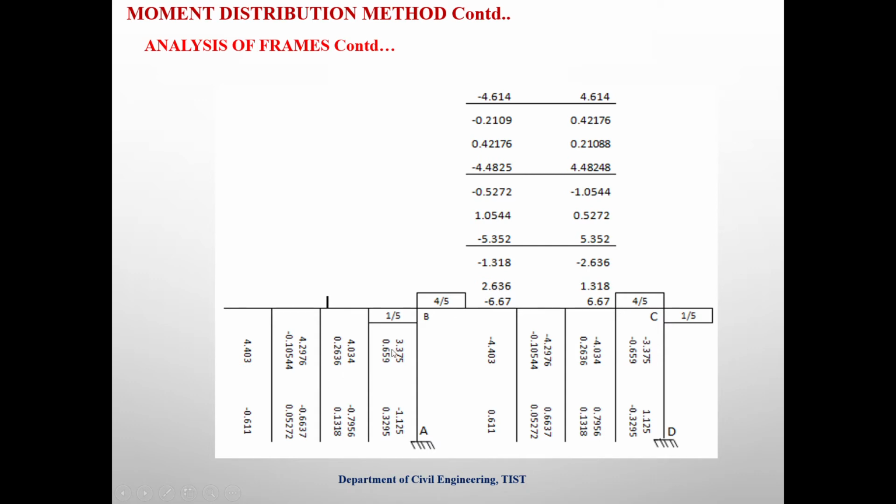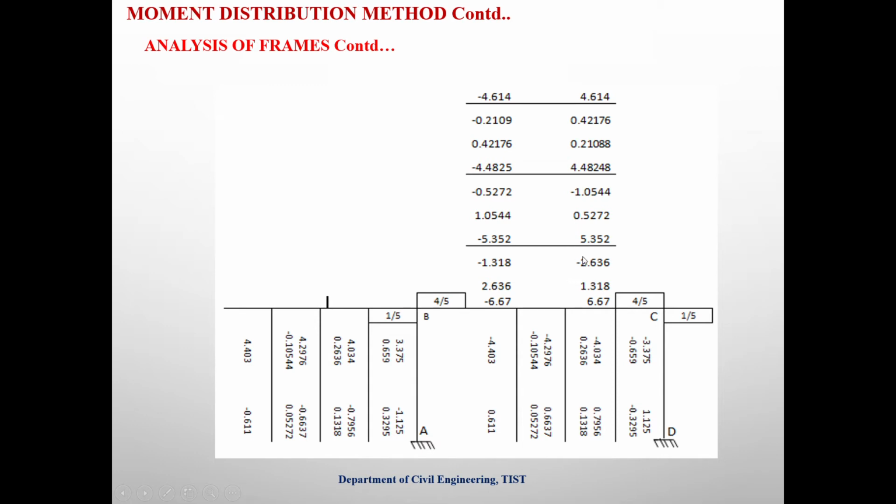If you are adding such a moment here, if the far end is fixed, there should be some carryover. Since the far end is fixed, there should be some carryover here also. Then consider the joint C. Find out the sum of the moments. The sum of the moments will be 3.3. That means in order to make that 0, we have to apply minus 3.3. 4 by 5th of minus 3.3 will be here and 1 by 5th of minus 3.3 will be here.